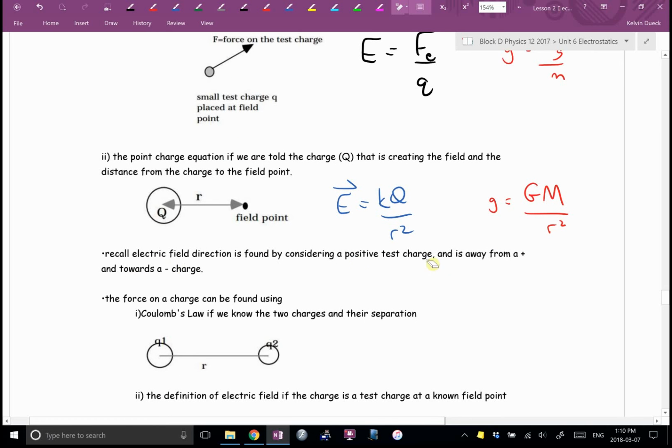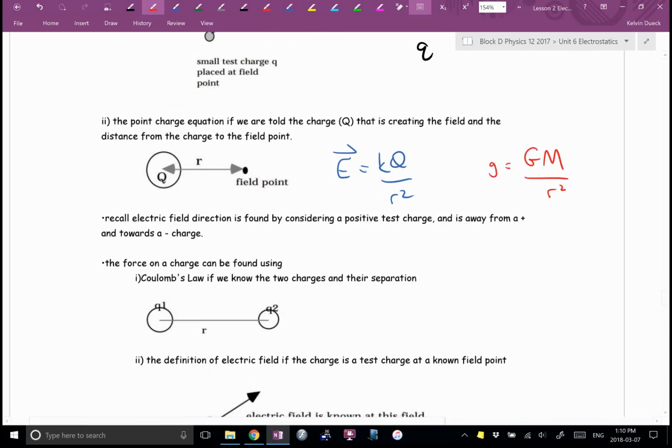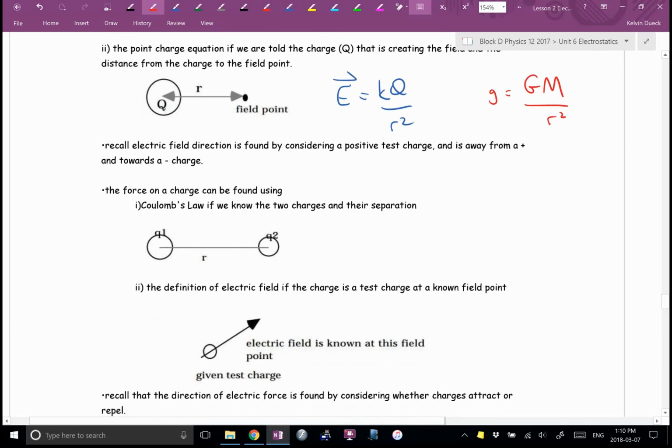Recall, electric field direction is always from positive to negative. Which way would a positive want to move if it could? Now, that gives us two ways to find the force. The first way is Coulomb's law.